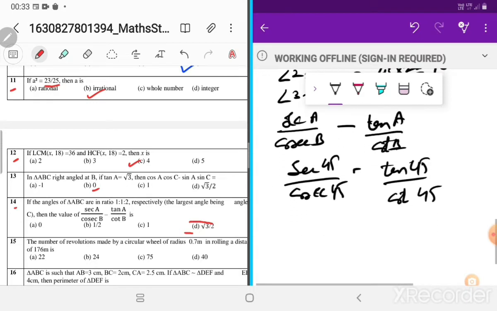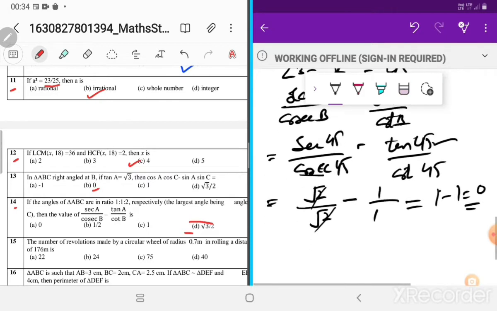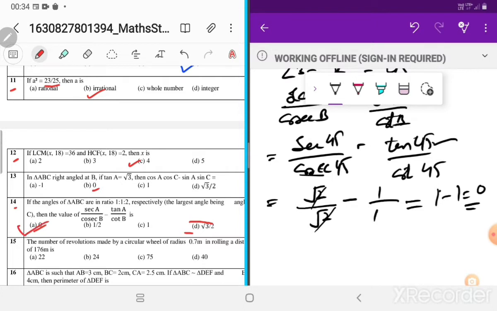Now we know all. If you know all the trigonometric ratios, you know all the values, it's very easy for you. So secant 45. Now we know cos 45 is 1 by root 2. Then secant 45 is root 2 only, the inverse. Then cosecant 45 is the inverse of sine. So sine 45 is 1 by root 2 and cosecant 45 is again root 2. Minus tan 45 is 1 and cot 45 is 1. So this upon this cancels, 1 minus 1 is 0. Again my answer is 0. Is it there in any option? Yes, it is there. So this is your result.